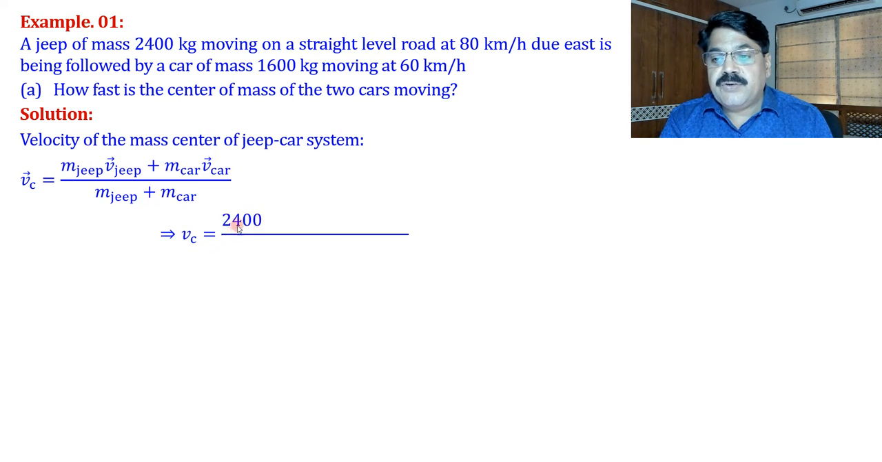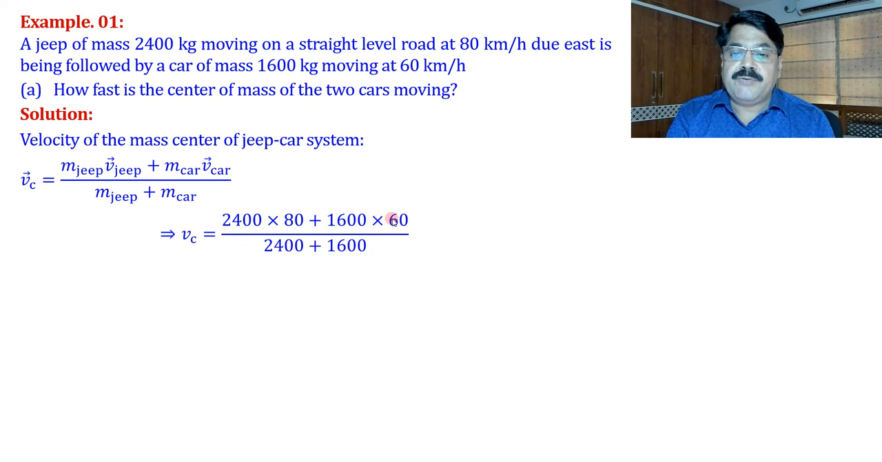So Vc is equal to 2400 into 80 plus 1600 into 60 upon 2400 plus 1600. Actually, we should always start from the vector equation. Now, depending on the situation, we substitute values.